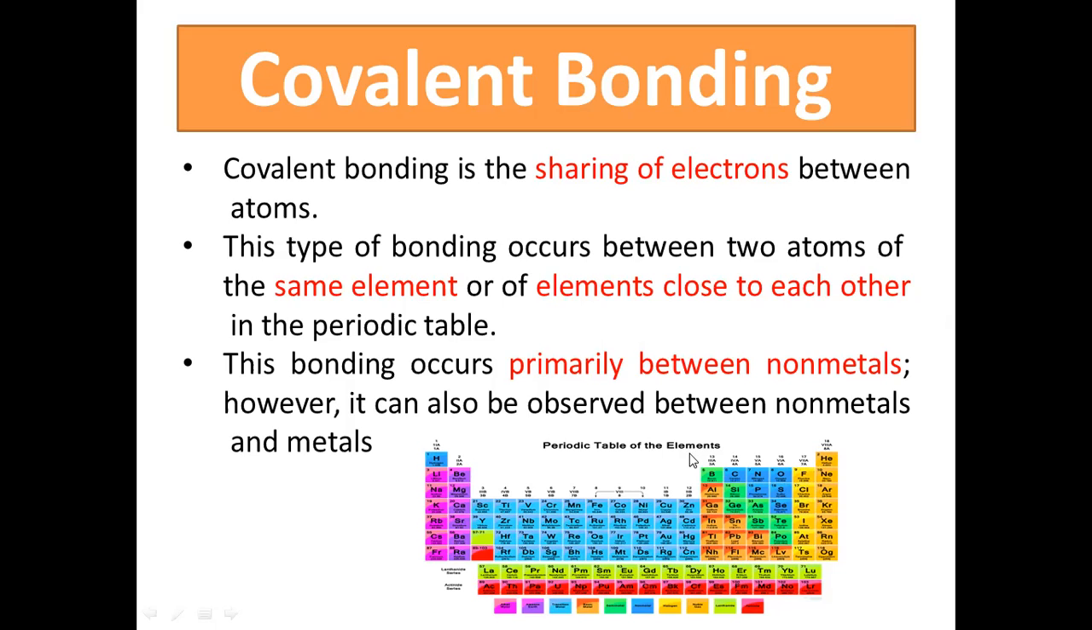And it may also be observed between the non-metals and the metals, let's suppose between phosphorus and Cl, because these are close to each other, and this type of bonding is called covalent bonding.